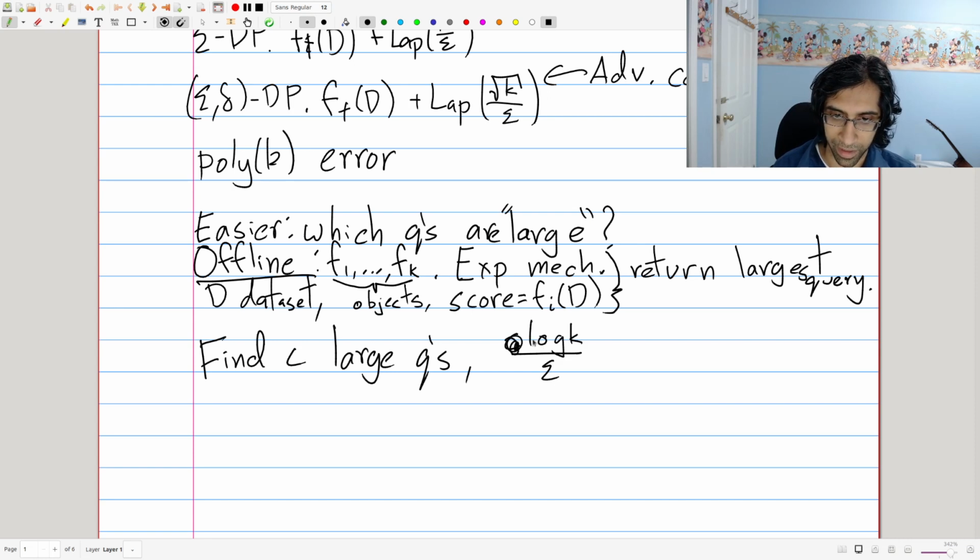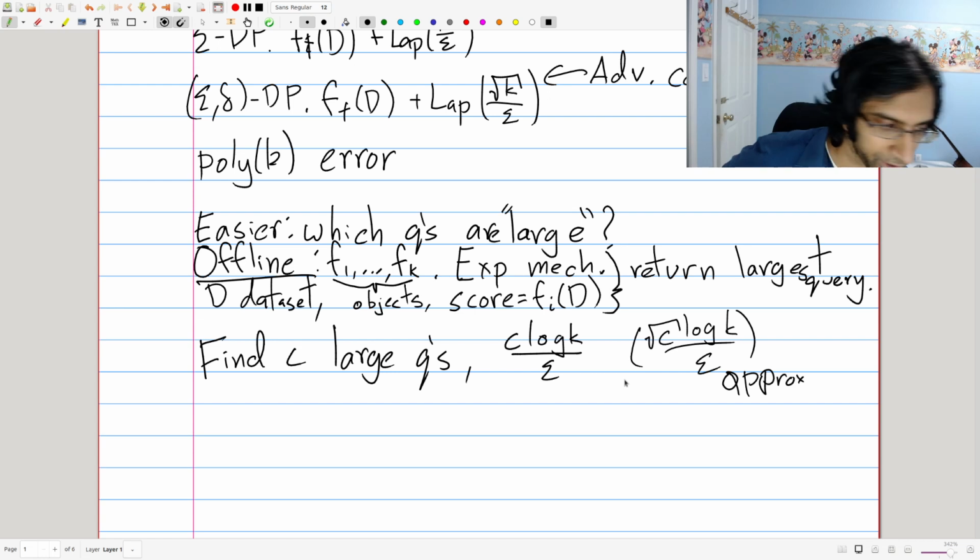We learned that the cost is log of the set number of objects times the sensitivity divided by epsilon, so log K over epsilon. But the way you would do this if you wanted to find C large queries is to run it iteratively on the set. If you want to do it C times in a row, then by basic composition, you would need to rescale the value of epsilon by a factor of C. So overall, the cost is C log K over epsilon. Or you could do square root of C times log K over epsilon if you were okay with approximate DP. This is just a square root factor instead of a linear factor.